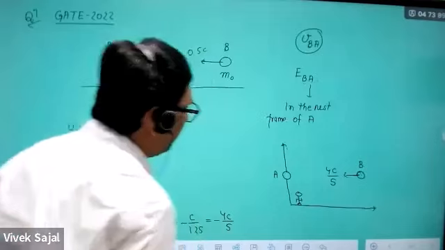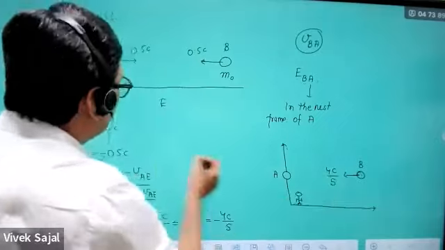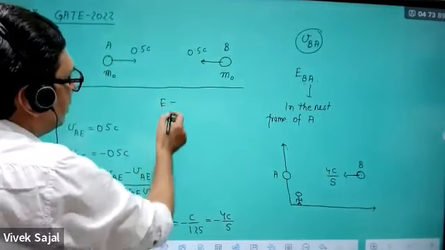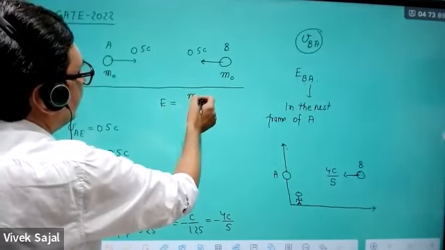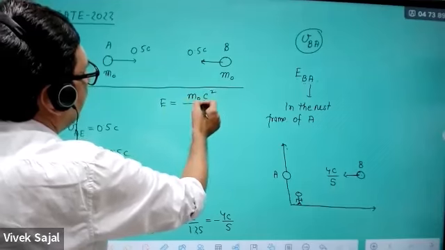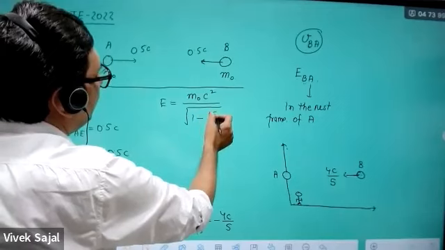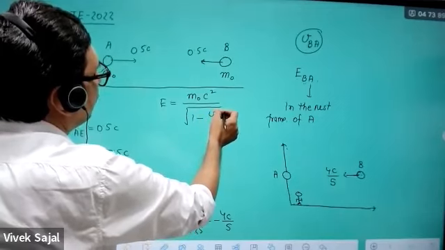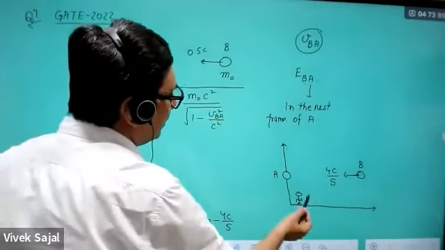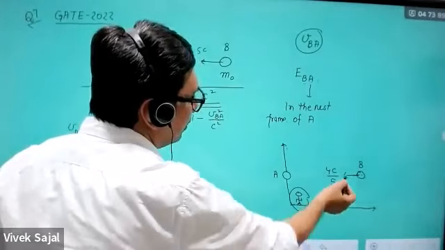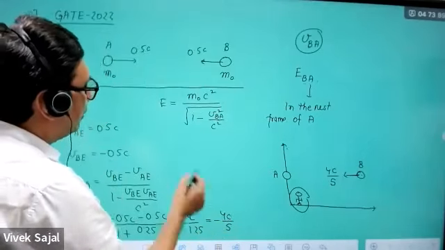So this will be the total energy. Now I'm going to use this formula. Now look here, according to this person, this object is moving with 4c by 5. So what will be E here? According to this, E will be m naught c square divided by square root of 1 minus velocity of B with respect to A square upon c square. Because he is measuring the energy, according to this person, what is the velocity of B? You have to find out first. You have already found out minus 4c by 5.